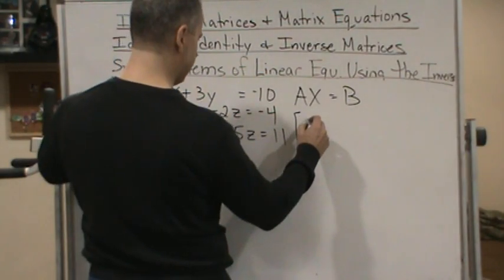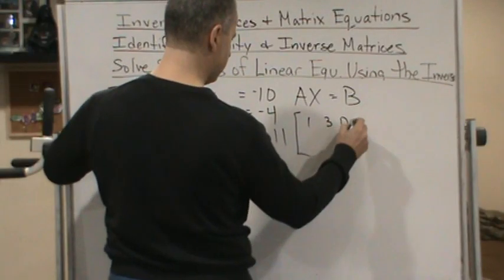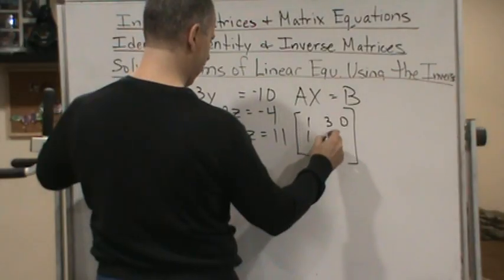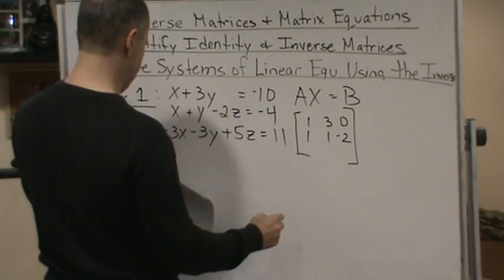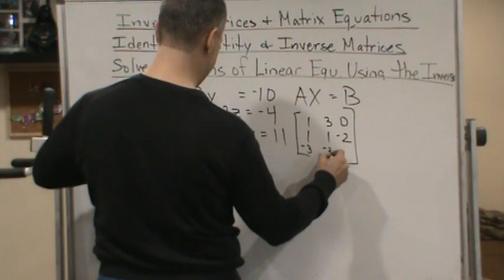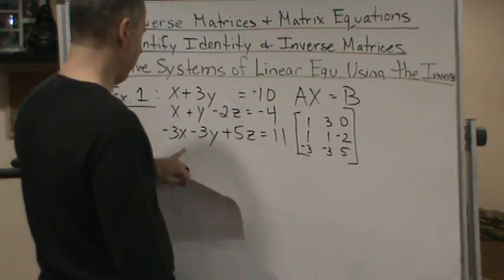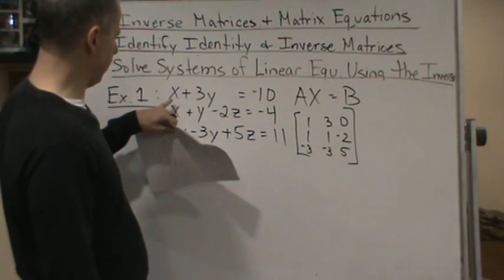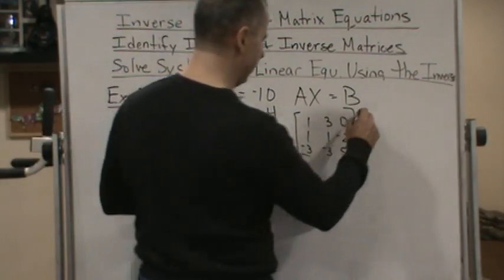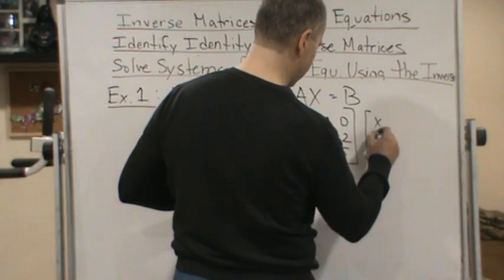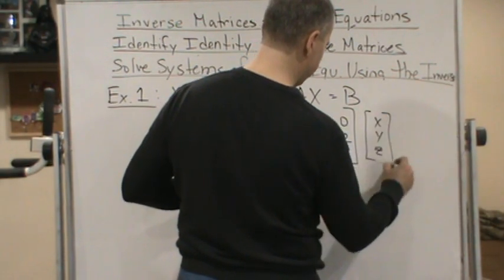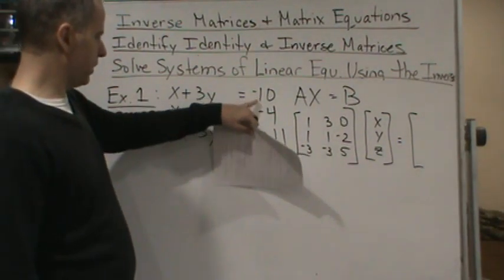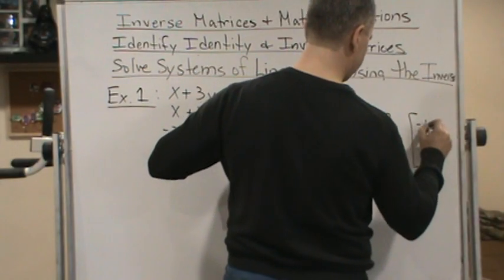So it's going to be, in this case, 1, 3, 0. And then 1, 1, negative 2. And then negative 3, 5. And then our X matrix is just our column matrix of variables. So it's X, Y, and Z. And that's going to be equal to our column matrix of constants, which is going to be negative 10, negative 4, and 11.